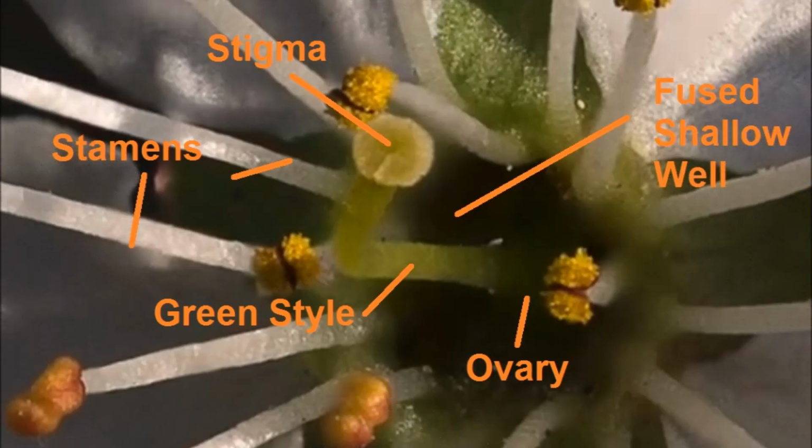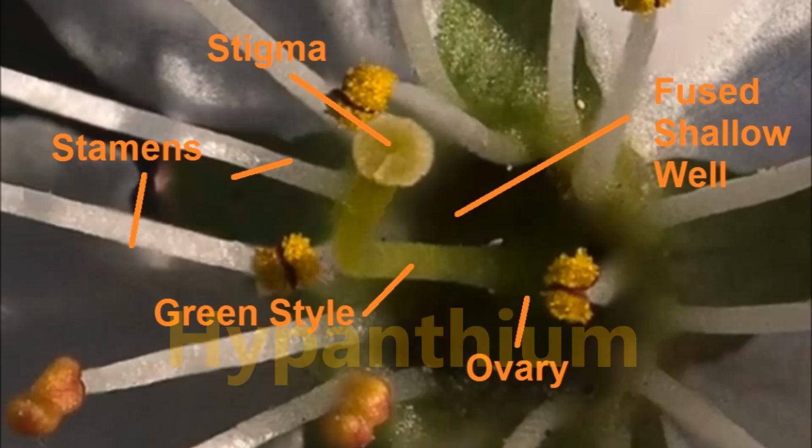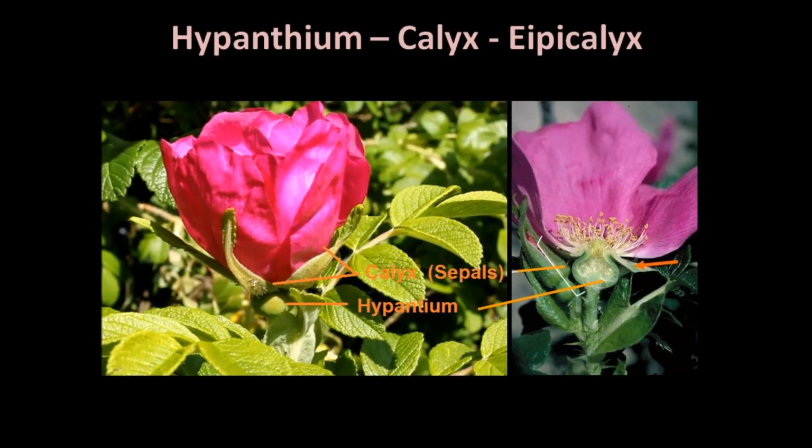In this image of the blackthorn flower we can see an inferior ovary surrounded by a shallow hypanthium. In this image of Japanese rose, Rosa rugosa, we can see at the base of the flower the hypanthium.